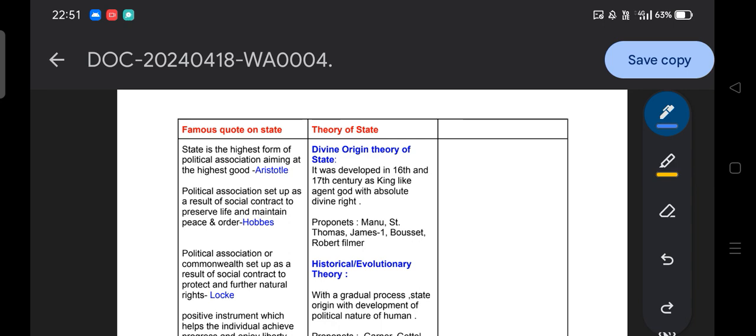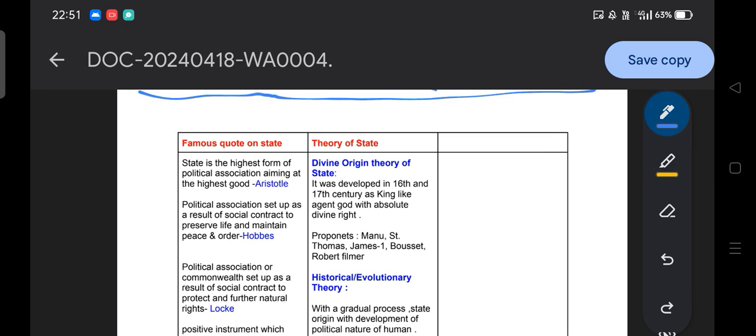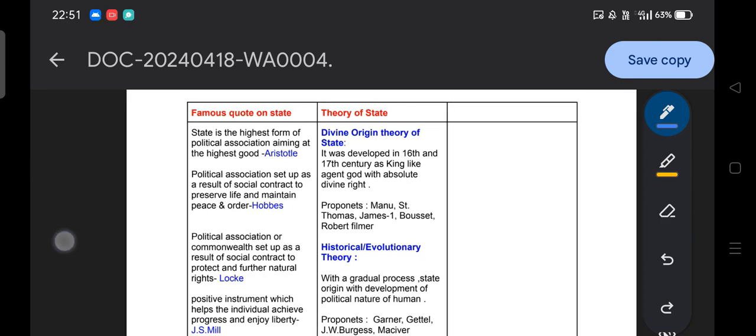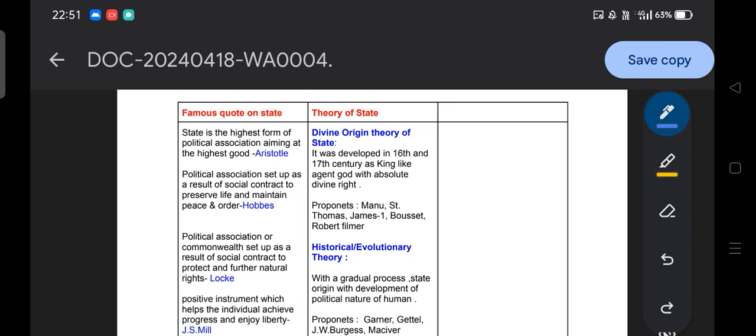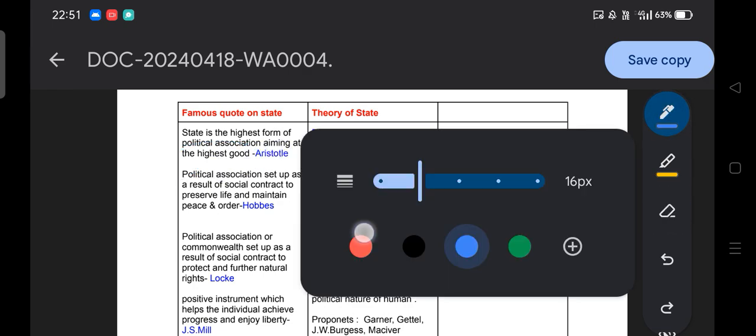Quickly I am going to tell you the different statements by different thinkers and also the theories of the state, its origin or evolution. A famous quotation on the state: the state is the highest form of political association aiming at the highest good. It is argued by Aristotle. Simply, you can get a question like who said this statement. So you have to prepare in that way.